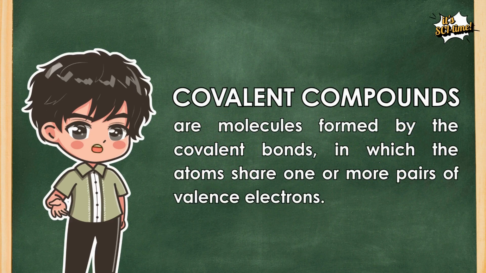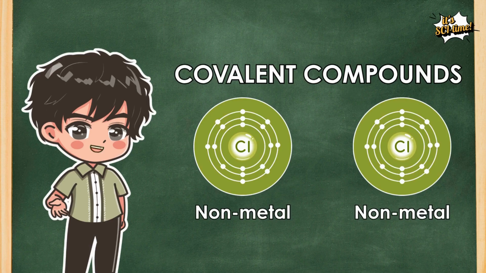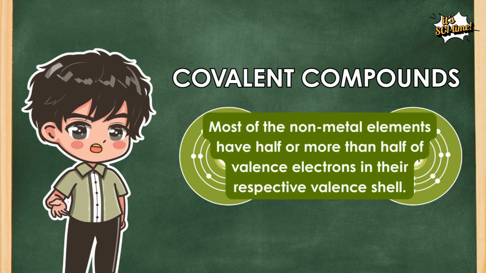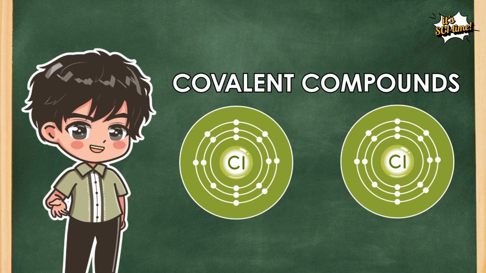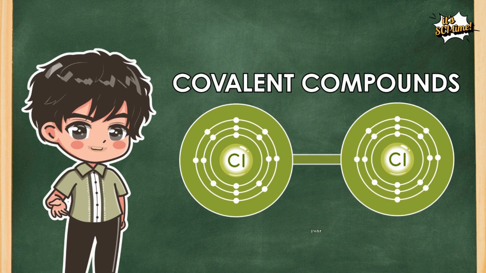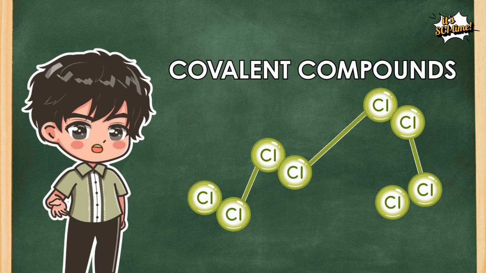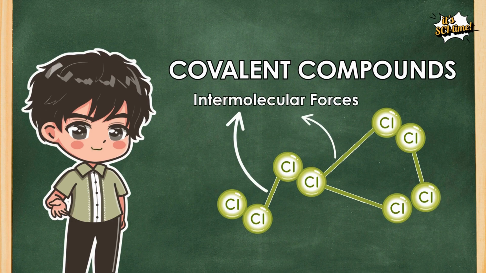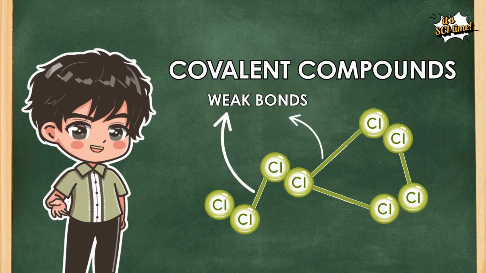Next, we have the covalent compounds, which are molecules formed by the covalent bonds, in which the atoms share one or more pairs of valence electrons. And these compounds are formed between two non-metal elements. Most of the non-metal elements have half or more than half of valence electrons in their respective valence shell. During covalent bonding, the two non-metal elements share electrons to achieve stability. The molecules in a covalent compound are held together by intermolecular forces, and these forces are very weak.